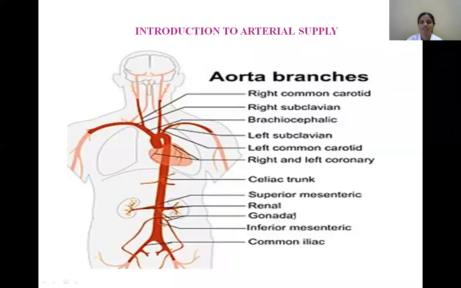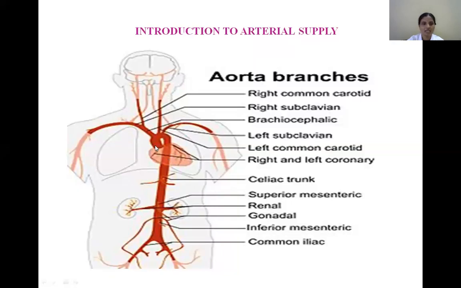Good morning, everyone. Today we are going to discuss the arterial system, meaning the blood supply of the head and neck. Before going to the blood supply of head and neck, I want to discuss the overall circulation. Coming to the arterial circulation, what is the single word we can use to define it? It is the aorta. The aorta itself supplies the entire body.